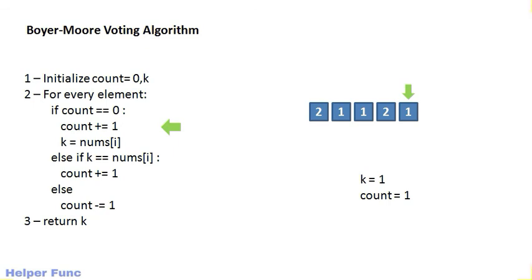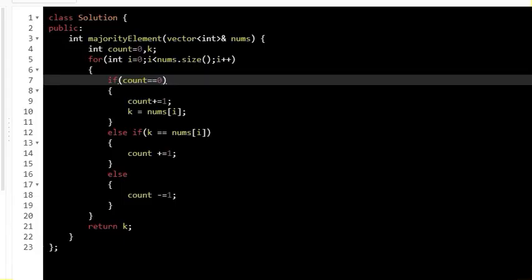Thus we were able to solve this problem in order of n time complexity in a single traversal. And also no extra space was required. Now let's quickly look at the code. The code is similar to what the algorithm says.